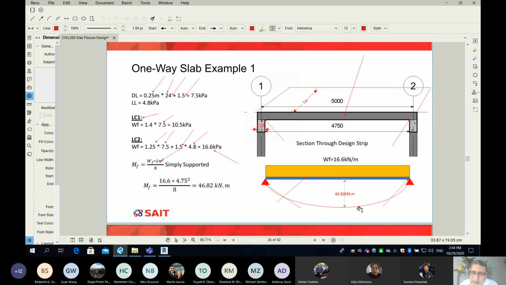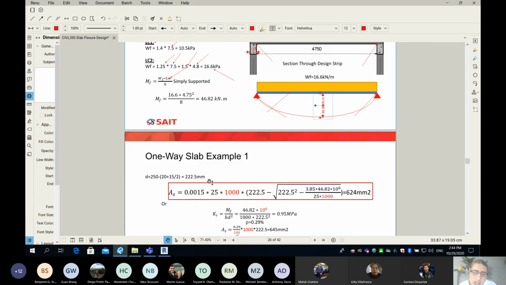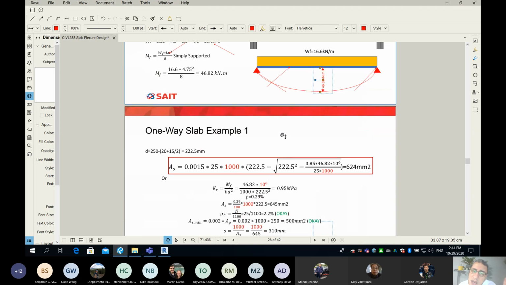Okay, guys. I think I'm going to stop in here, because next is simply, we know the moment, and next class, you will see there is no invention. I'm going to use the formula or the table to find my area of steel. Any questions so far?